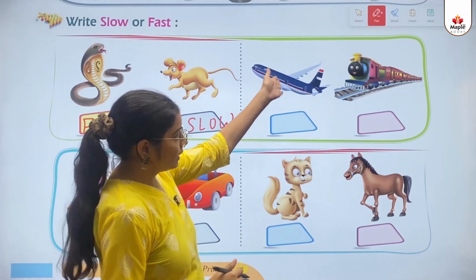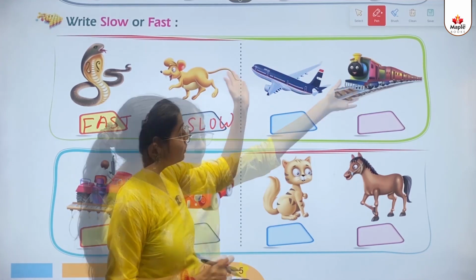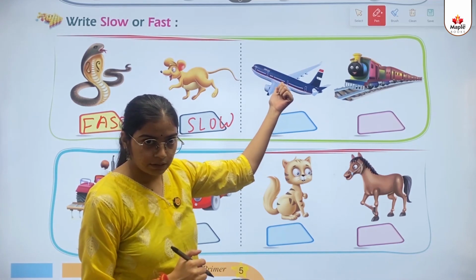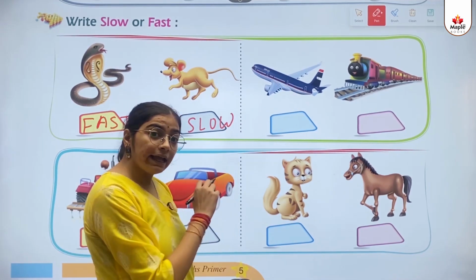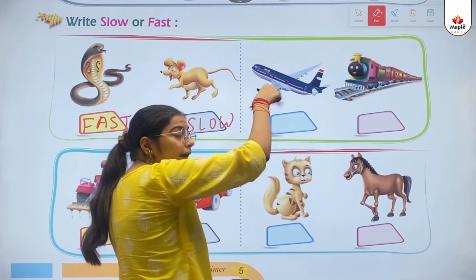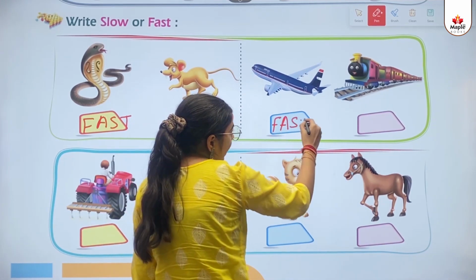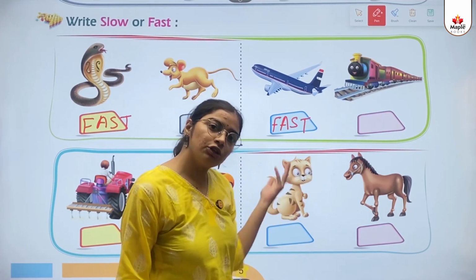Then, there is an aeroplane given and a train given. Which one is the faster one? Obviously, the aeroplane is the faster one, because it takes less time. So, we'll write here fast and we'll write here slow.